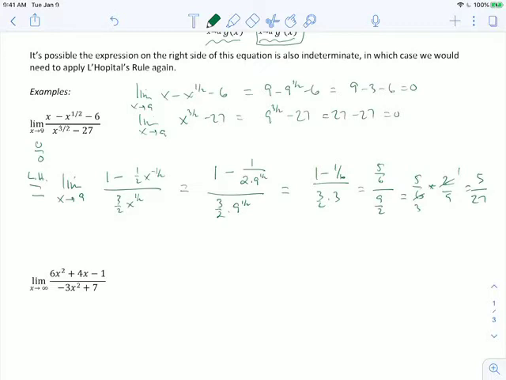So that was not an answer that I might have expected going into it, but that turns out to be the result from L'Hopital's rule.